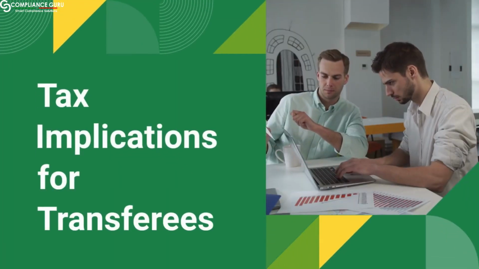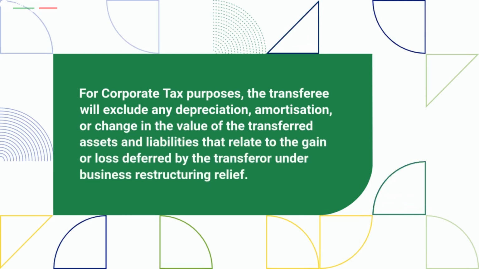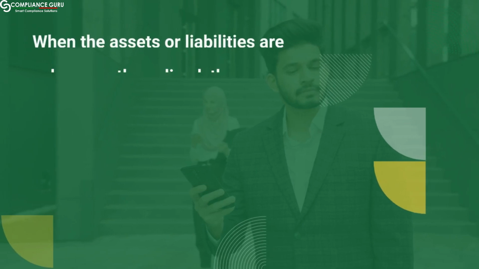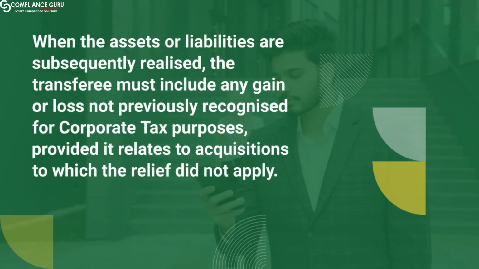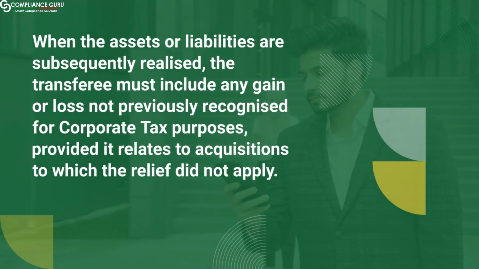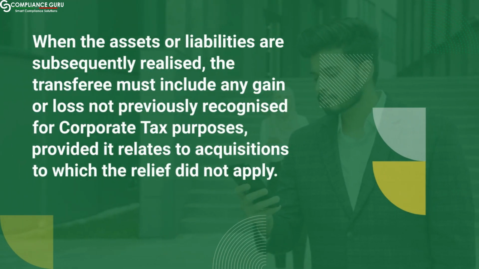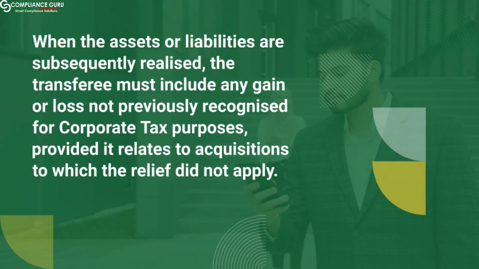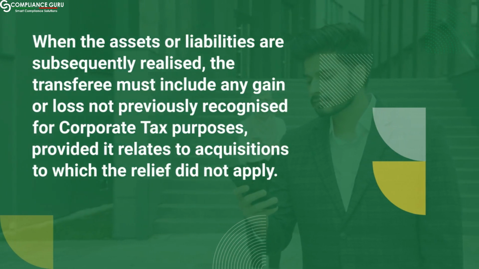Tax implications for transferees. For corporate tax purposes, the transferee will exclude any depreciation, amortization, or change in the value of the transferred assets and liabilities that relate to the gain or loss deferred by the transferor under business restructuring relief. When the assets or liabilities are subsequently realized, the transferee must include any gain or loss not previously recognized for corporate tax purposes, provided it relates to acquisitions to which the relief did not apply.